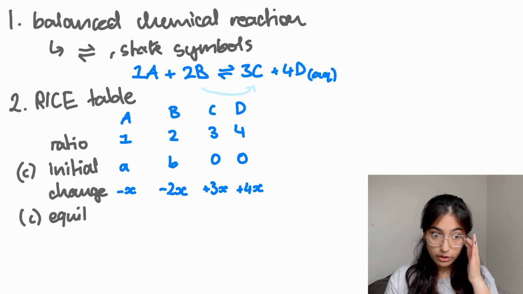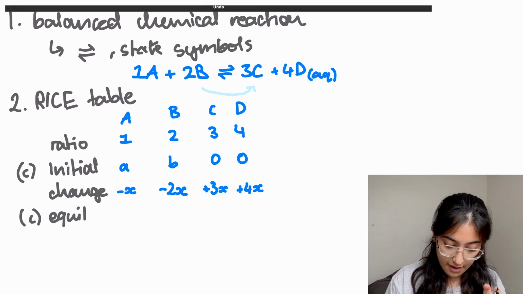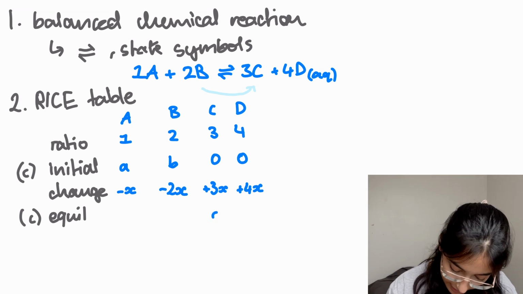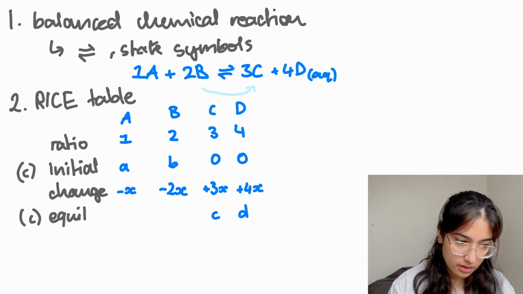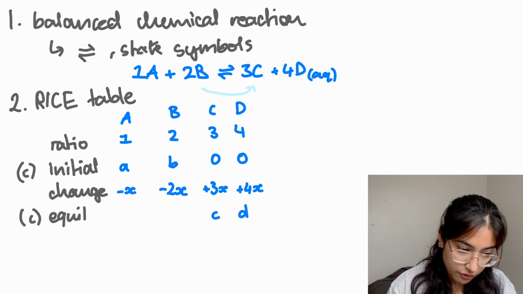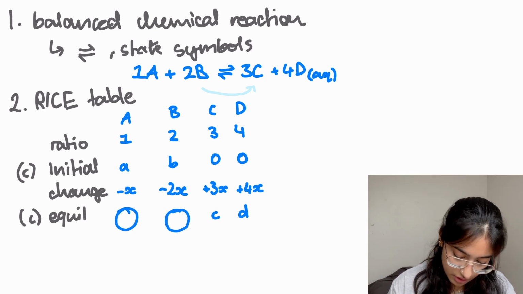So basically all we're doing is converting this ratio into something with an X. We put a negative on the reactants and a plus on the products. Then, say we're told that at equilibrium, our concentration is C for this and D for this, just for fun. So now we need to figure out what our A concentration is at equilibrium and what our B concentration is at equilibrium.